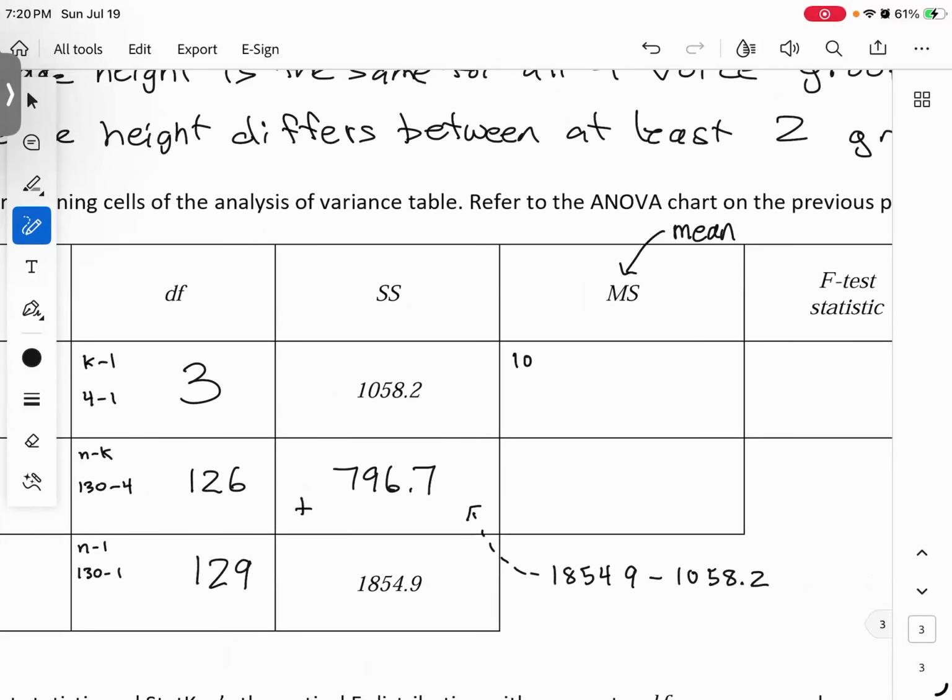Now, you don't need to actually show me any work on your homework. I'm just doing it really small here so that if anyone goes back to look at this and wonders how we got this, it's taking the 1058.2 divided by 3, and you're going to get 352.7. And then same thing here, average those out. So take the 796.7 divided by 126, and you're going to get 6.32.